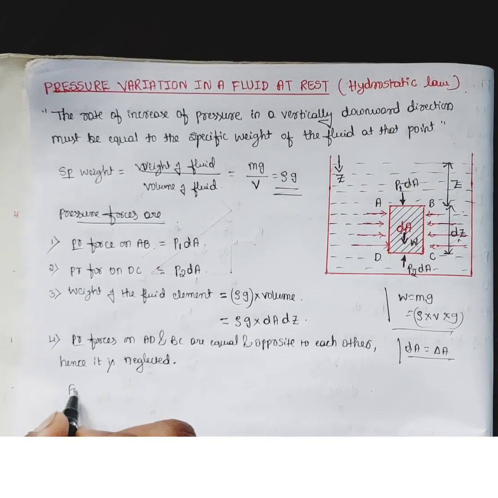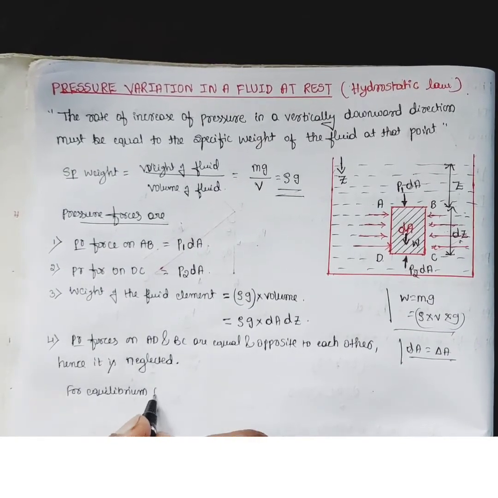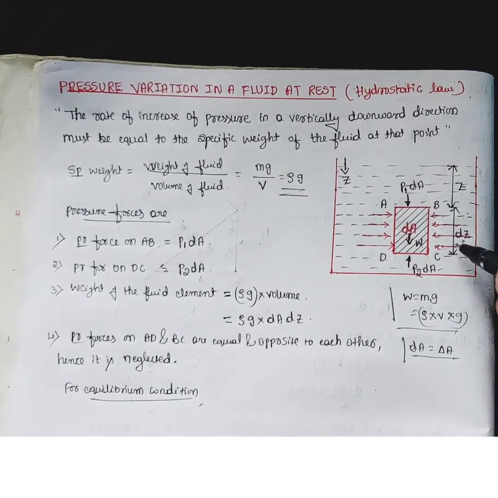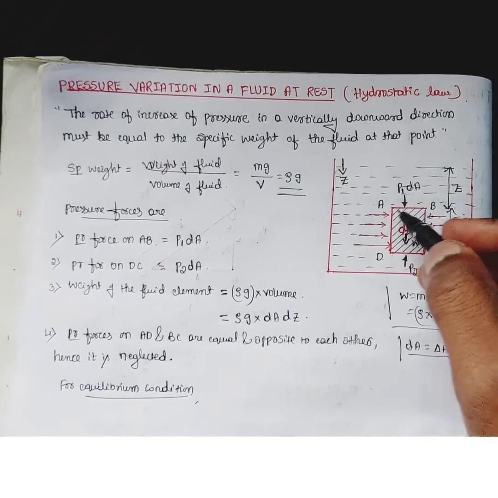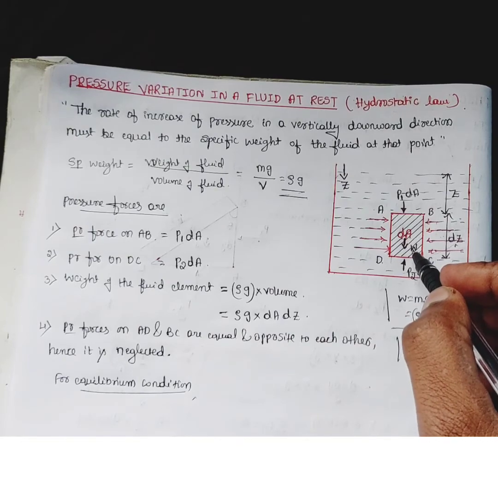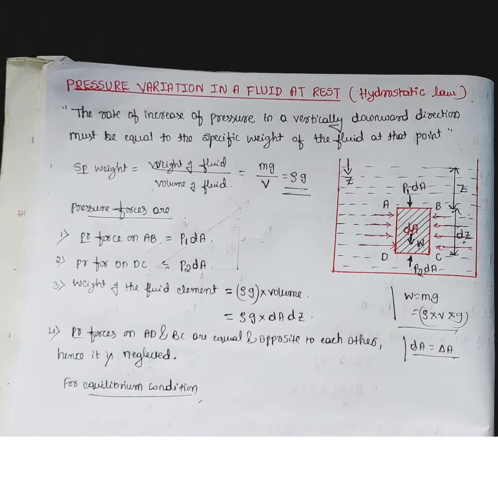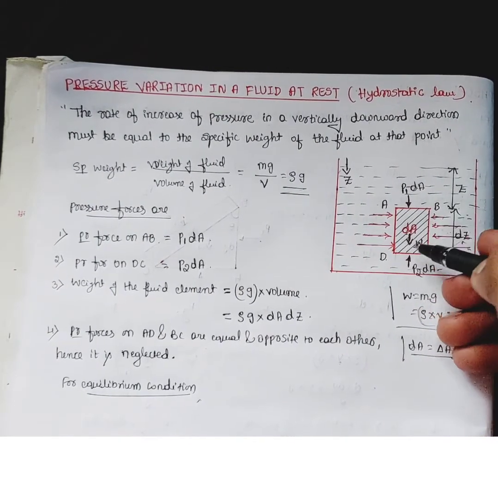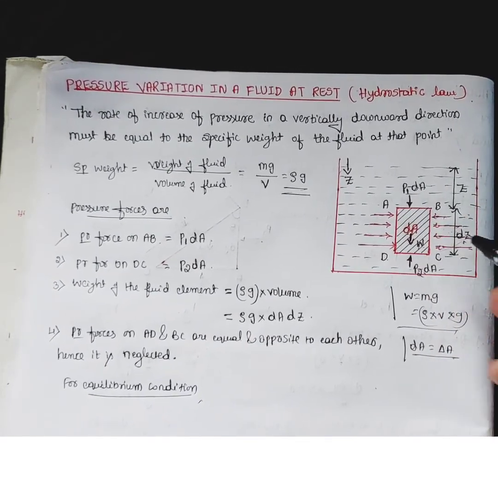So for equilibrium condition, see here there will be two forces which are acting in downward direction. One is P1 dA, so that is a pressure force which is acting on phase AB, and also the weight of that fluid element which is acting in downward direction. And this pressure force P2 dA on phase DC will be acting in upward direction. Therefore, in order to balance these two downward forces, these support forces should be equal in order to keep that element in a particular position.